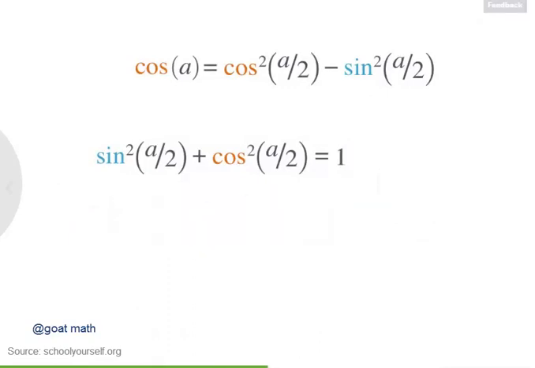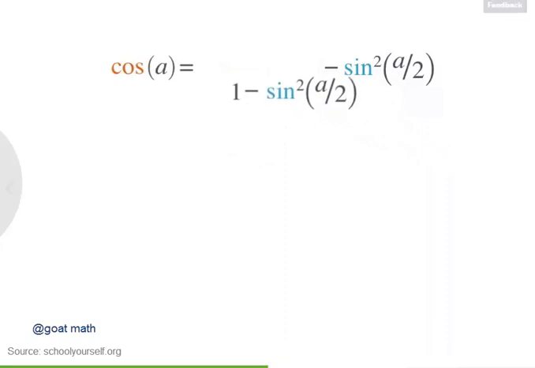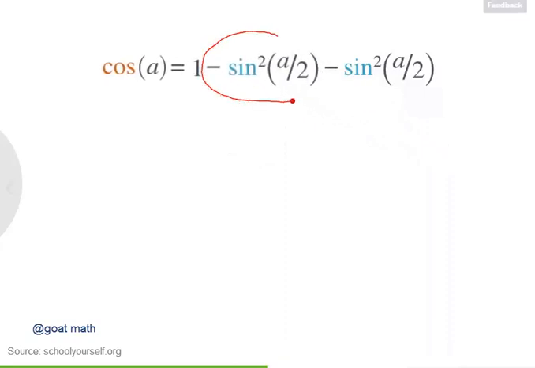Exactly, this sum is equal to 1. Let's subtract sine squared a over 2 from both sides. Now we have an expression for cosine squared a over 2, so let's plug it into the equation up here. We're subtracting sine squared a over 2 and then another sine squared a over 2. So that's minus 2 sine squared a over 2.